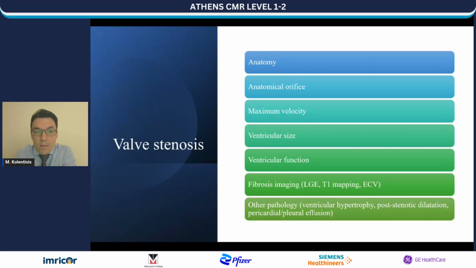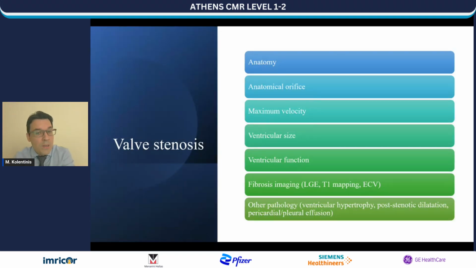Let's talk more specifically about the two most popular valve diseases, valve stenosis and regurgitation. So when we have valve stenosis, what does CMR show? It can show anatomy and anatomical orifice, which I would argue is maybe one of the most important, if not the most important, parameter that we measure. Maximum velocity, I would argue that the maximum velocity that we get from MR, we should be a little careful because many times we underestimate it.